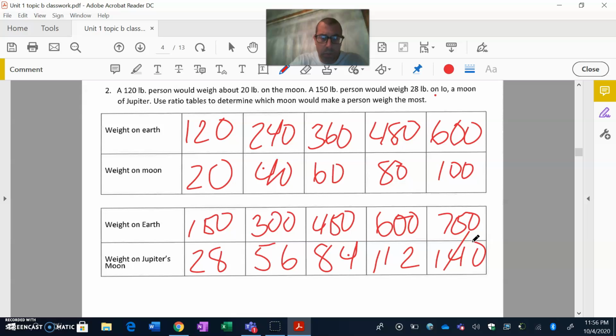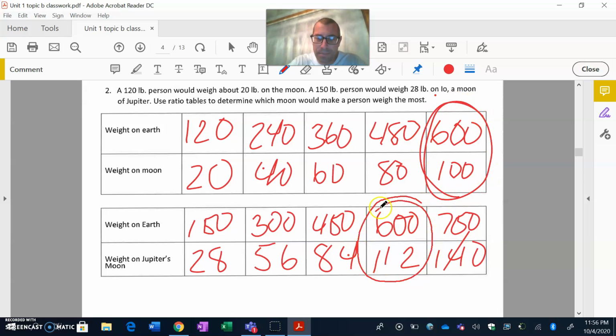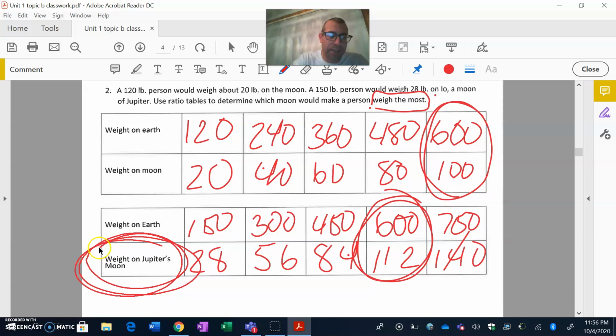Okay. I see a 120, no 120s. 240s, no. 360s, no. 480s, no. Oh, 600, 600. So check this out. 600 here. Let's circle it. The idea here is 600 pounds on the moon weighs 100. 600 pounds on Jupiter's moon would weigh 112. So use ratio tables to determine which moon will make a person weigh the most. Well, when they weigh the same on Earth, it's Jupiter's moon that they're going to weigh the most on. So it's the weight on Jupiter's moon.